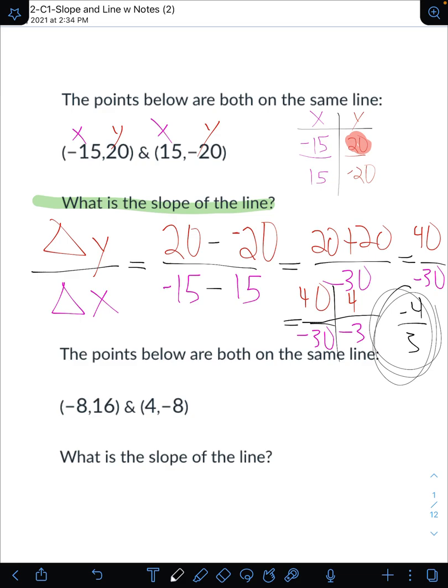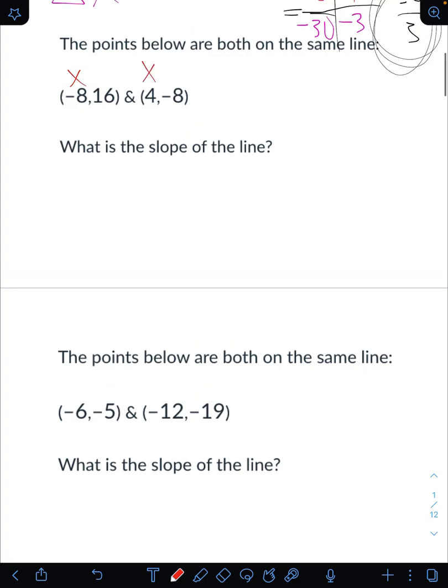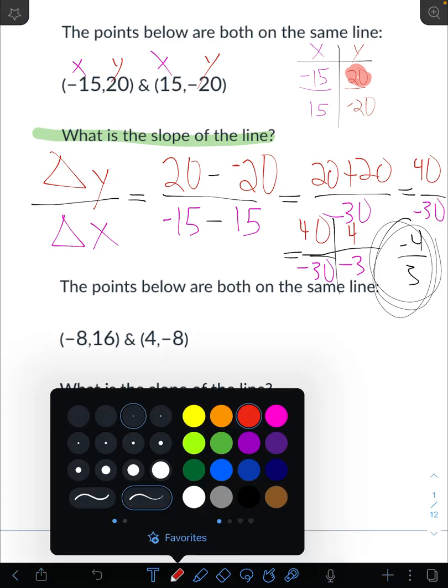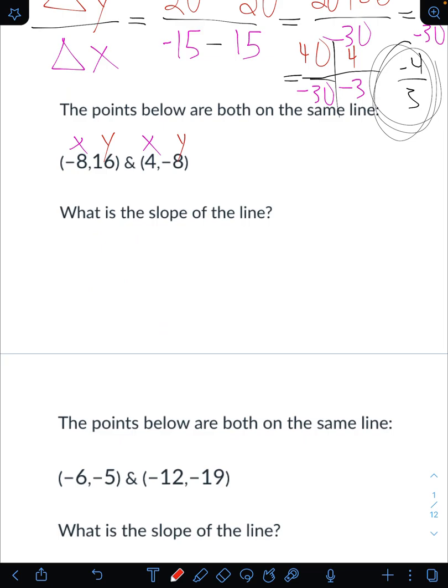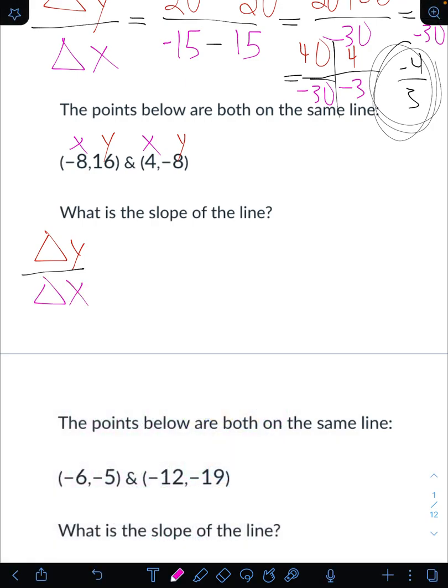Okay, let's do another one. And as always, feel free to pause, rewind, whatever. So, quick review. X, x, y, y. Okay, so we got that. Slope is the change in y divided by the change in x.